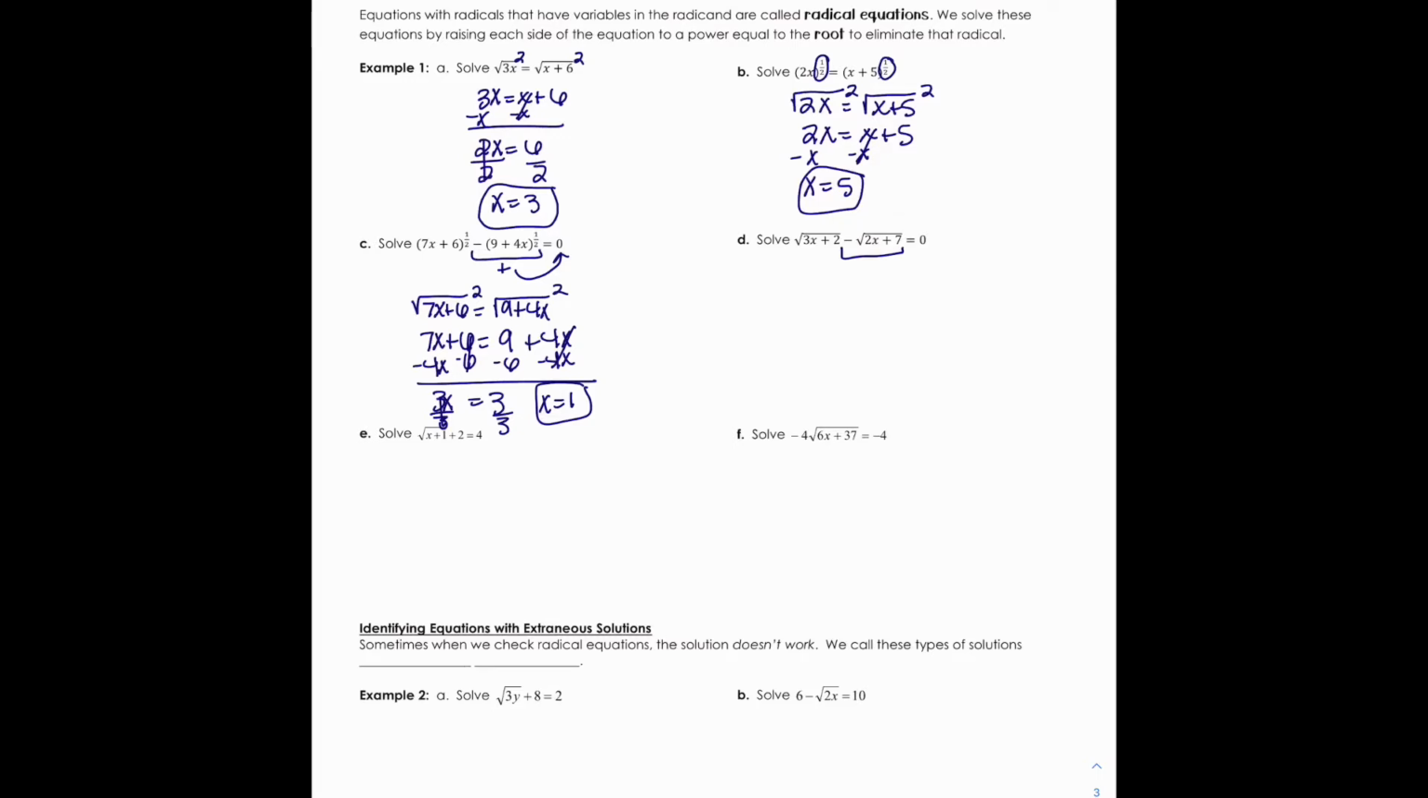Same thing for d. I'm going to take this and add it, move it to the other side. So I have the square root of 3x plus 2 equals the square root of 2x plus 7. Square both sides to make those radicals go away.